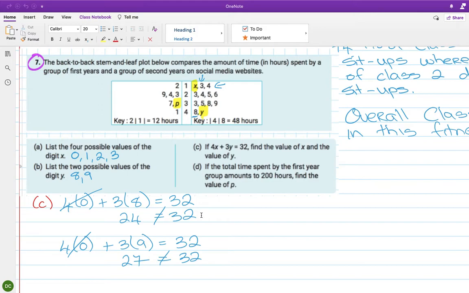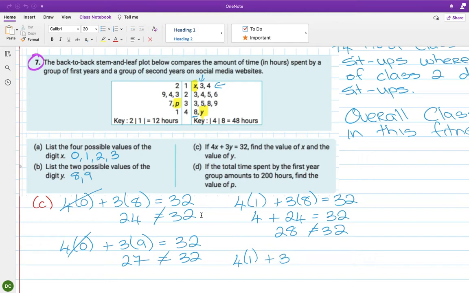Okay, so try the 1. 4 times 1 plus 3 times 8 equals 32. So that's 4 plus 3 8s, 24, equals 32. So that's 28 equals 32. Nope. With the 9, what does the 9 give me? 27. 27 and 4, that's 31. 4 plus 27 equals 32? No, 31, I was right. 31 equals 32. It does not.